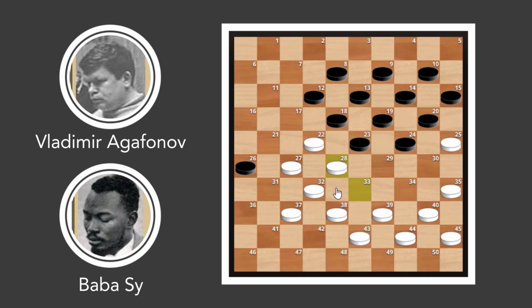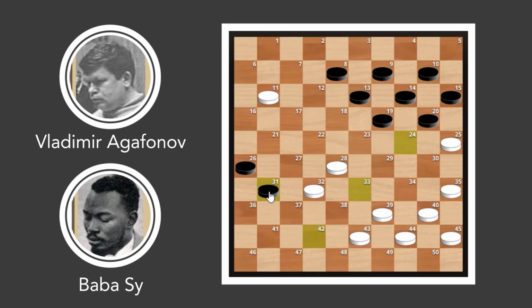33-28. 33-28 was played. And then Vladimir answered by playing 12-17. He gave out the piece at 12. So white took it and he played 18-22. Babasai took and he took to 31.